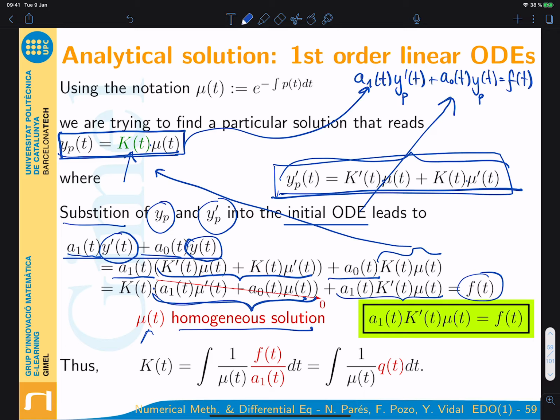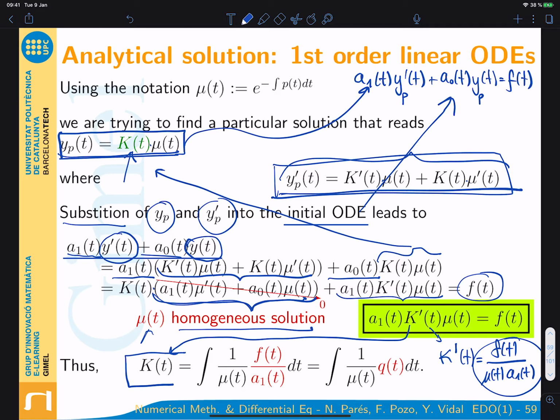And of course, from this equation, I can isolate k prime t. And it would be f of t divided by mu a1. Now this is k prime t, but I'm interested in finding k. So in order to find k, I will need to integrate this. So kt is the integral of this term that we found. And once we solve this integral, we get the value of k and we get the particular solution, which is this value of k we obtained times mu that was already computed.